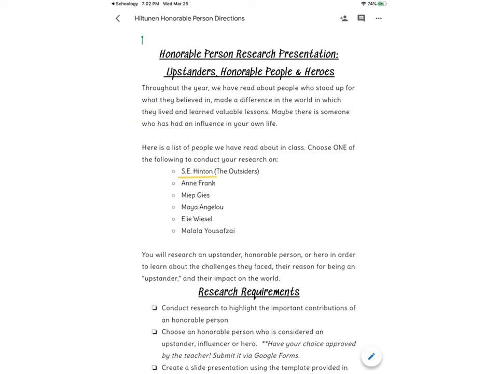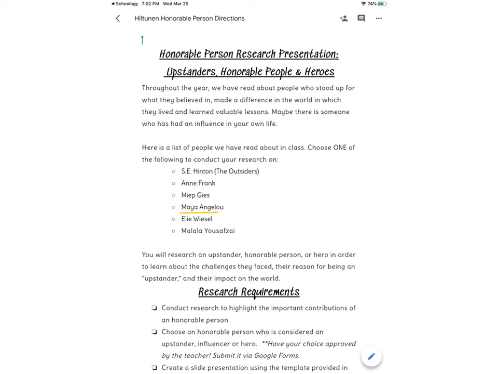Your first choice is S.E. Hinton. That is the author from The Outsiders. Susan Eloise Hinton, I think is her name. That would be a good one to do. Or you could research and read about Anne Frank. Miep Gies. Now, Miep was the woman who hid the Franks in the secret annex, and she's the one who found the diary. So that would be very interesting as well. I like all 3 of these so far.